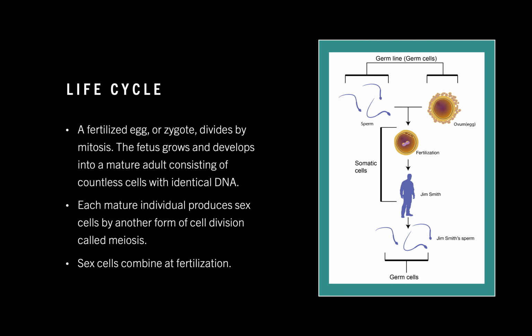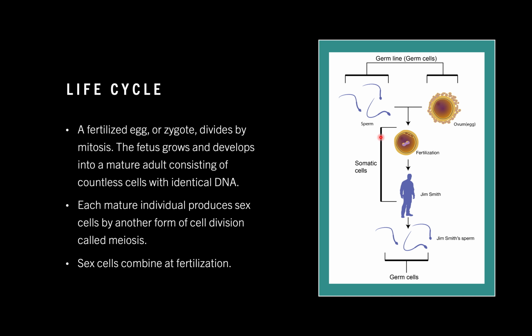So let's talk about the cell life cycle. A fertilized egg, or a zygote, divides by mitosis. So the fetus grows and develops into a mature adult consisting of countless cells with identical DNA. I picked a photo that would show a very basic example of that. On this side here, we have sperm. These are considered our germline cells, right? So this would be a 1N germline cell. It's a gamete cell from the male. It just has his DNA. And then we have the ovum, or the egg, which is a 1N gamete cell that just has the female or the mother's DNA. They come together at fertilization.